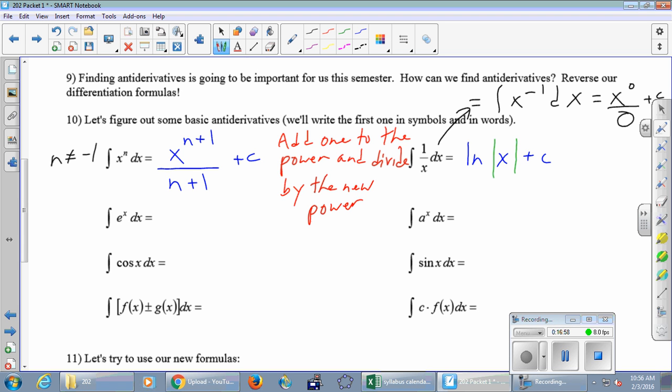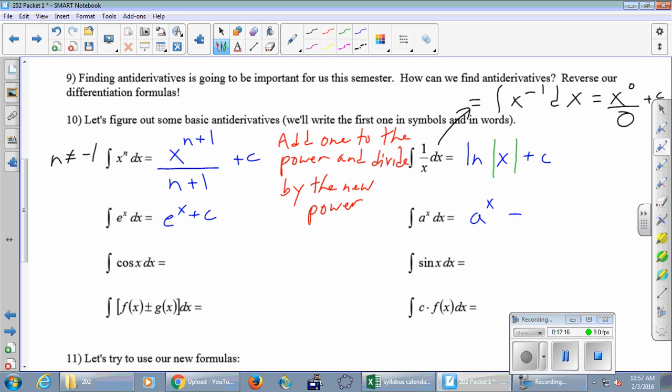All right. Integral of e to the x. It's going to be your new favorite one. E to the x, right? E to the x doesn't change when you take a derivative. Likewise, it doesn't change when you take an antiderivative. A to the x, not going to be your favorite one, because we don't know this derivative rule as well as the e to the x rule.